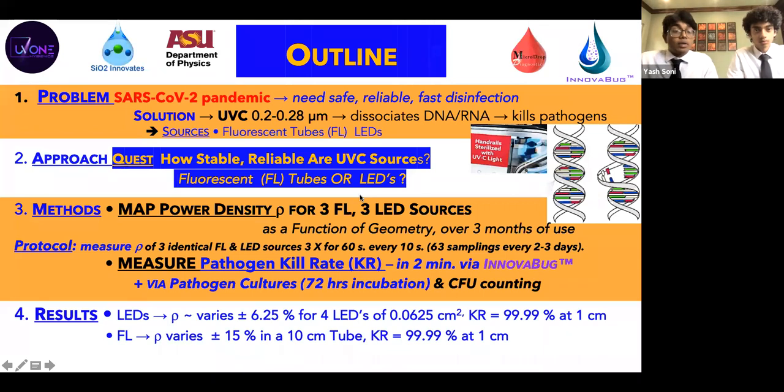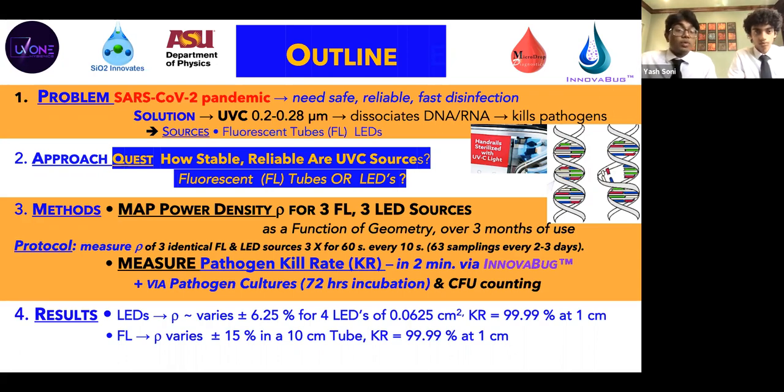So an outline is that our problem is the SARS-CoV-2 pandemic, or COVID-19, which created a need for safe, reliable, and fast disinfection. The solution we had was UVC at 0.2 to 0.28 micrometers, which dissociates DNA and RNA, thus killing pathogens. The sources we used were the fluorescent tubes and LEDs. Our approach in quest was to find how stable and reliable are these UVC sources, and to find out which one is better at irradiating pathogens, fluorescent tubes or LEDs.